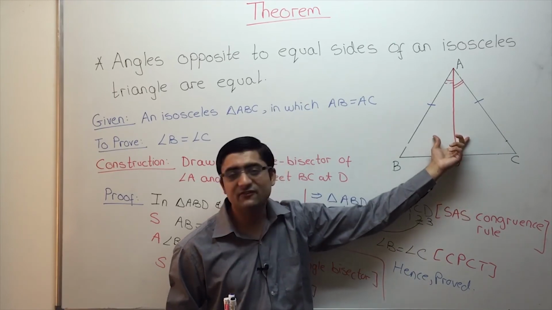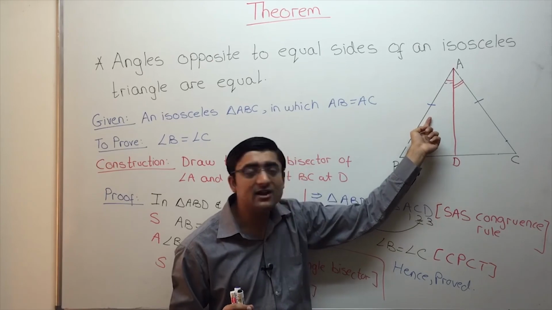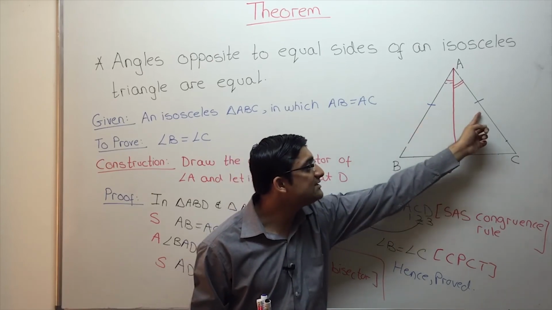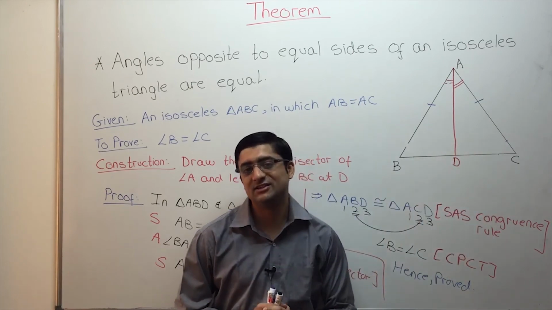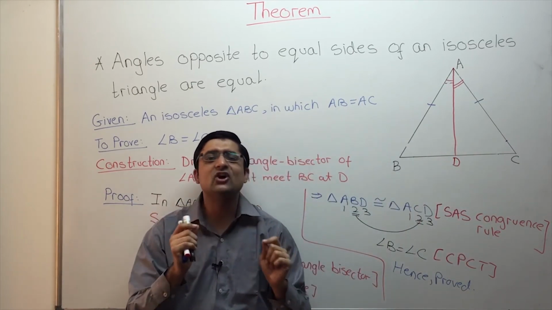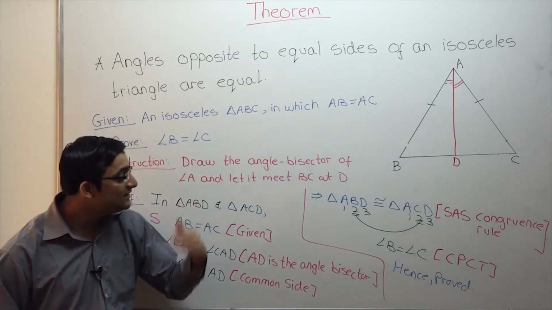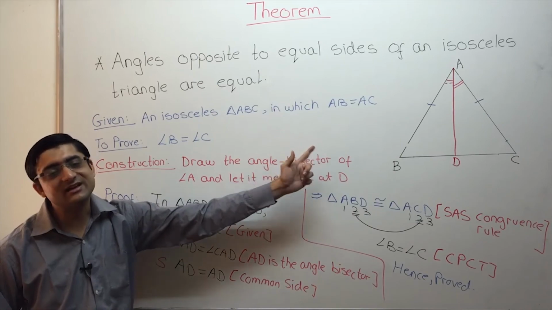For example, if this is a figure given to me, I am given AB is equal to AC. So immediately, what is the angle opposite to AB? C. What is the angle opposite to AC? B. Immediately mark angle B and angle C as equal. Whenever you have a triangle in which two sides are equal, immediately mark the opposite angles as equal. So this is what this theorem says: angles opposite to equal sides of a triangle are equal.